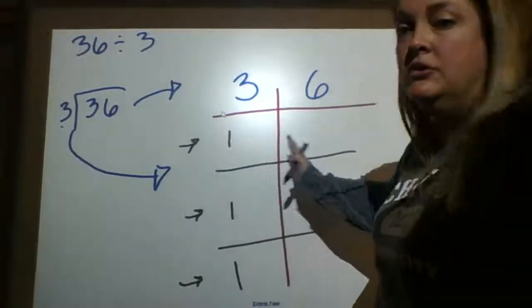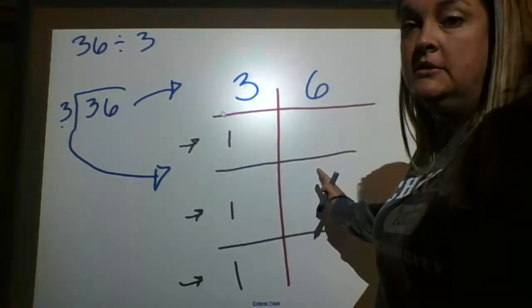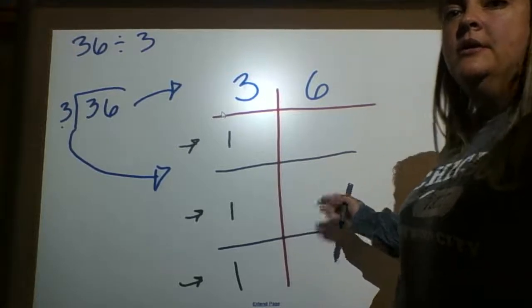So we're working from the left to the right. See how we started in the tens place? So make your brain understand that. That's a hard one. All right, here we go.